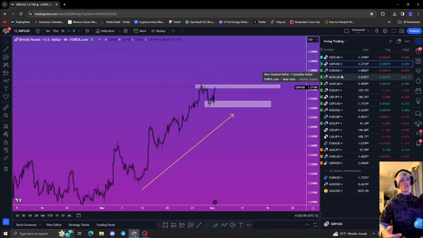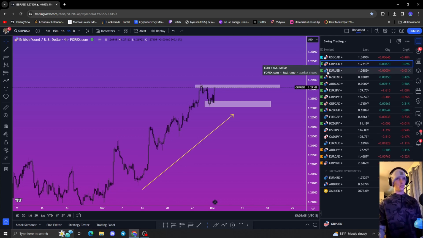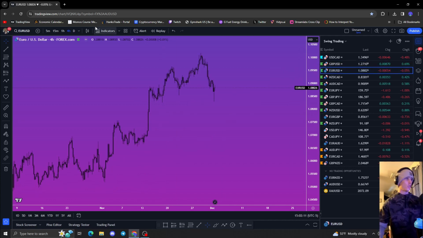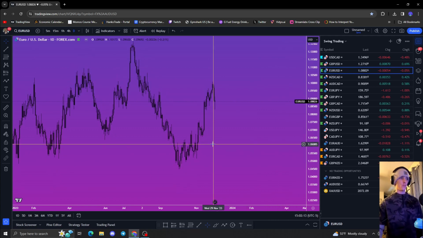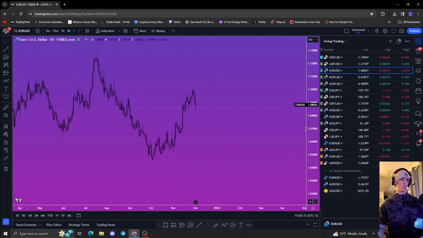Doesn't really matter what you do as long as you have a super simple system and you can manage your risk well. Doesn't matter honestly what you do. Euro USD daily time frame trending upwards.